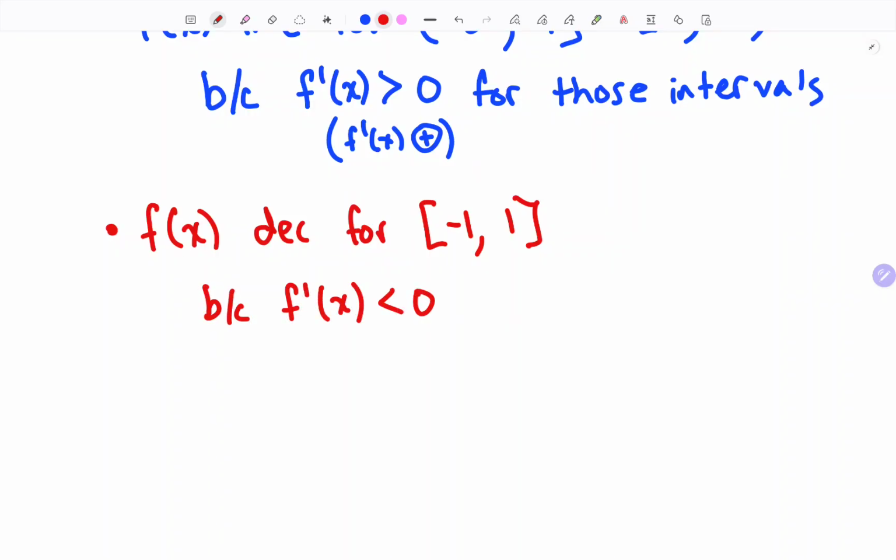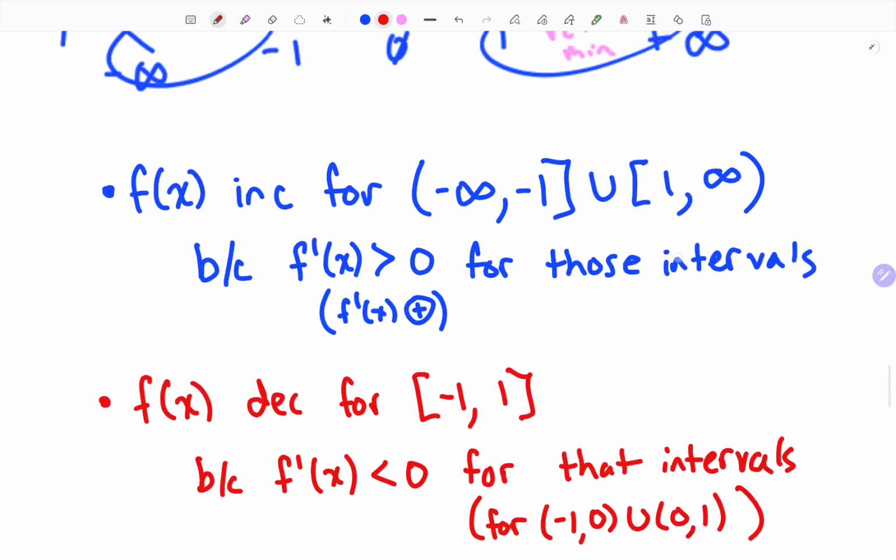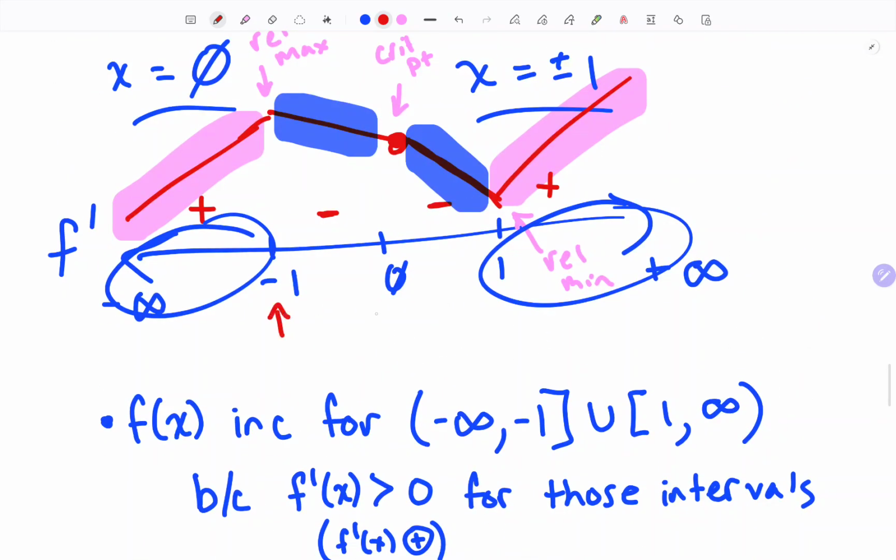Now, you could say for that interval, if you want to be super precise, technically, f of x is decreasing for negative 1 to 0, union 0 to 1. And that's just because, we'd use parentheses and split it up because at these 3 points, f prime of x actually is not less than 0, it's actually 0. Okay.